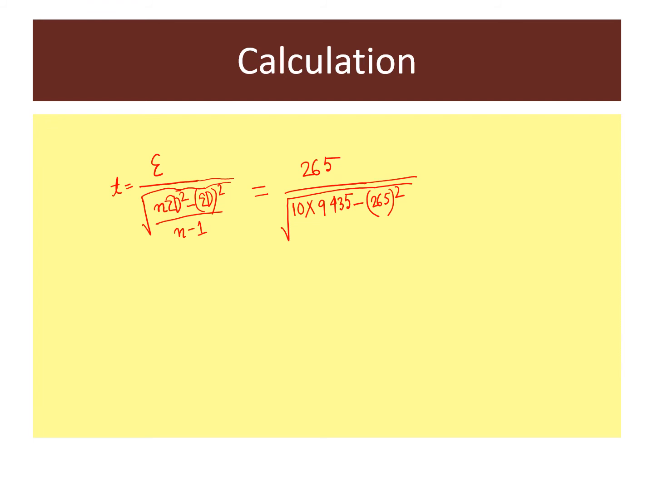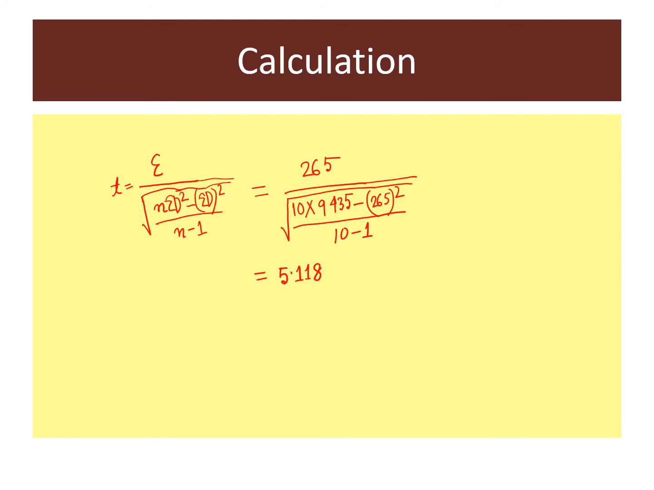Yes, and you do the calculation finally. Then 10 minus 1. And it will be the value of 5.118. Yeah, you can consider it as 5.12 also.